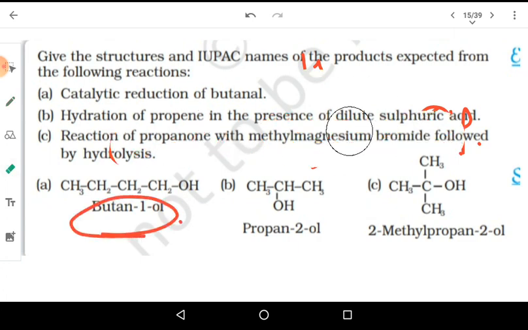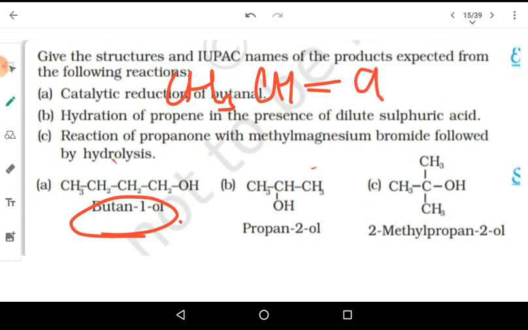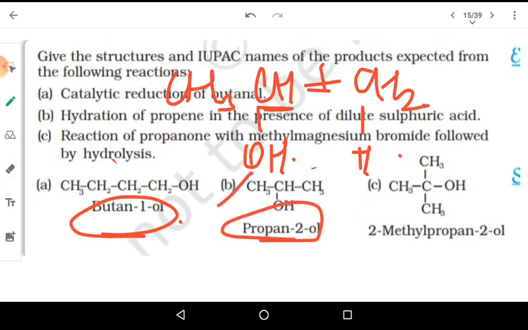Now let us look at the next question. Hydration of propene in the presence of dilute sulfuric acid. If you remember, this is an acid catalyzed hydration, which is the addition of water in accordance with Markovnikov's rule. So first let us make the structure of propene: CH3, CH double bond CH2. We have to add water. This is the deficit side. To the deficit side we are going to add OH. To the rich side we will add the hydrogen. The double bond is broken. We will be getting CH3, CHOH, CH3, that is propan-2-ol.